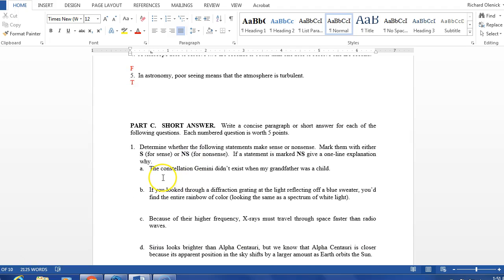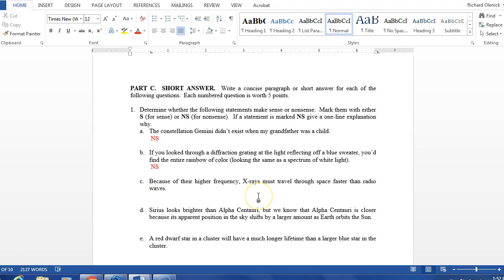Short answer. Determine which is sense or nonsense. The constellation Gemini didn't exist when my grandfather was a child. Well, unless your grandfather is hundreds of thousands of years old, this is nonsense. And the reason is the stars don't move that rapidly across the sky. If you look through a diffraction grating at the light reflecting off a blue sweater, you'd find the entire rainbow. That is nonsense, because we know that the blue sweater will only reflect blue light.